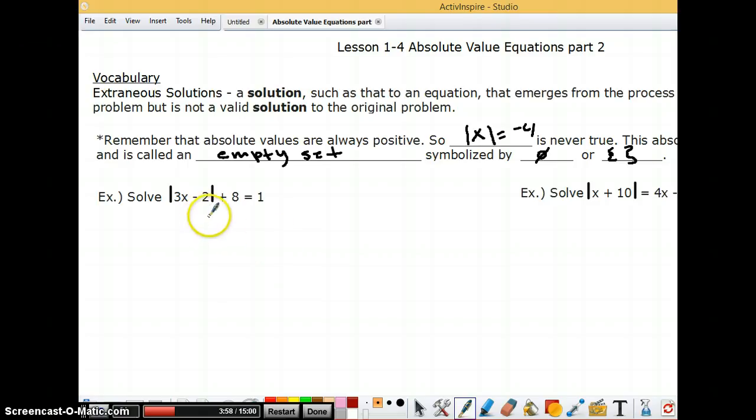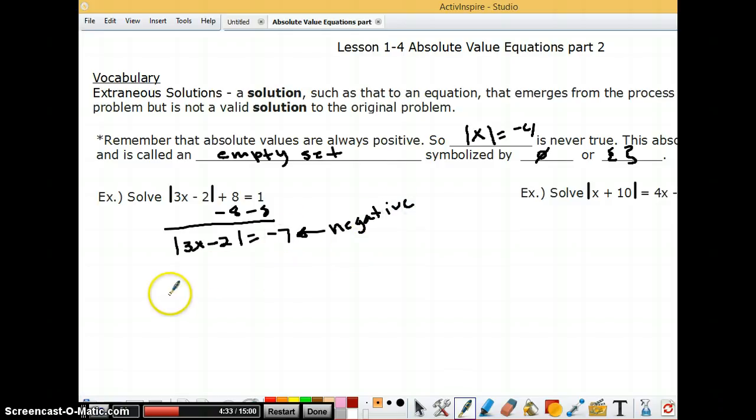Alright, so let's work on solving this absolute value. So remember, when solving, we have to isolate the absolute value first, so we got to get rid of this plus 8. So we're going to subtract 8 from both sides. That gives me the absolute value of 3x minus 2 is equal to 1 minus 8, which is negative 7. That negative right there is the issue. Because that's negative, right away I can say that this is an empty set. It has no solution.